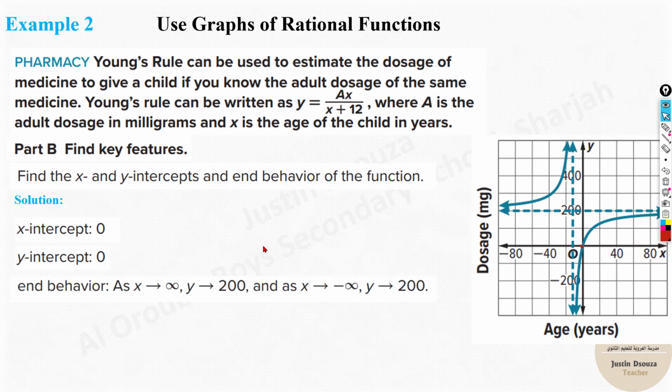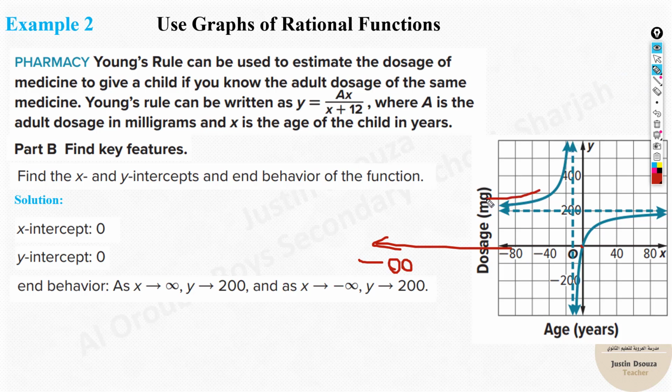And then end behaviors are how the graph behaves. Look over here. As the x values go towards negative infinity, what is happening to the graph? What are the y-axis values? Since it's an asymptote, it will always go towards 200. So as x goes towards minus infinity, y is 200, and same thing on the right side. As x goes towards infinity, the y value is 200. So this is how it works. Both sides, it's 200 and 200.